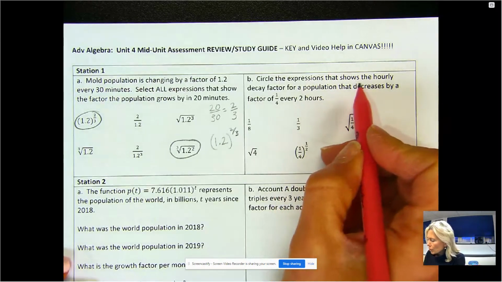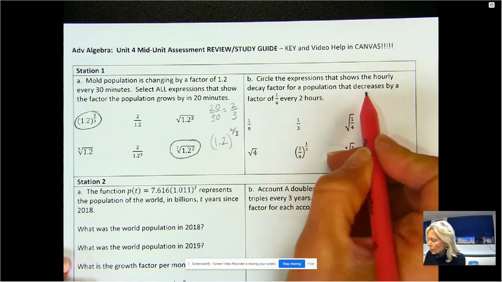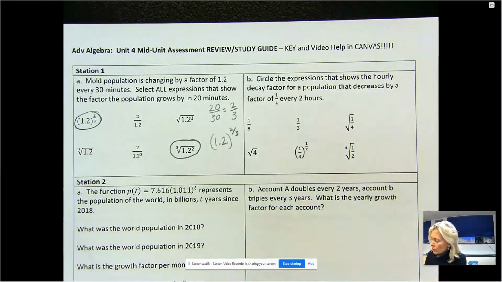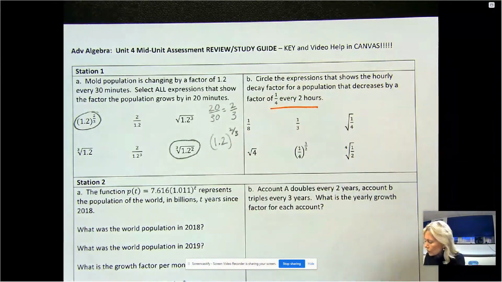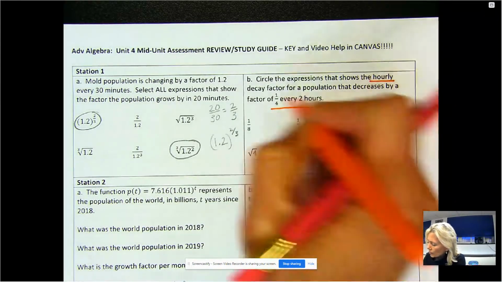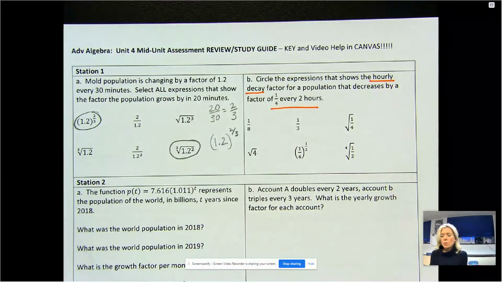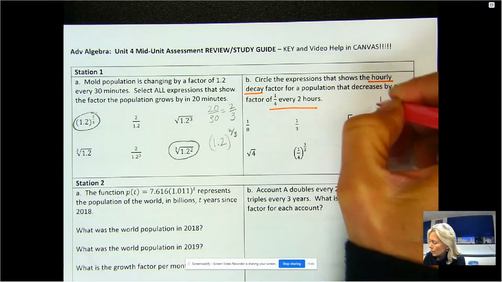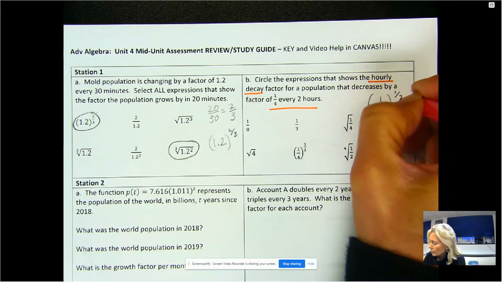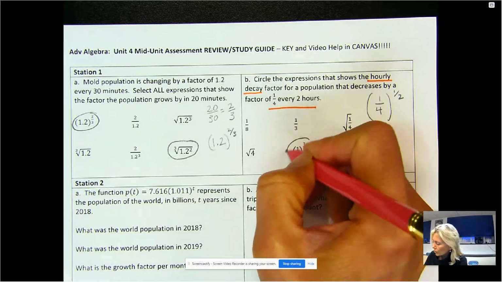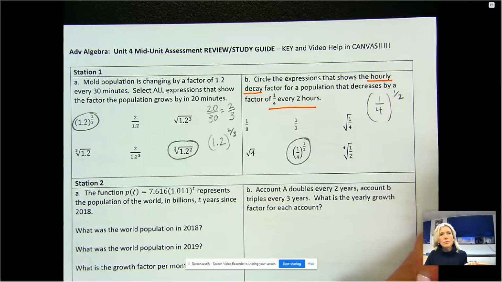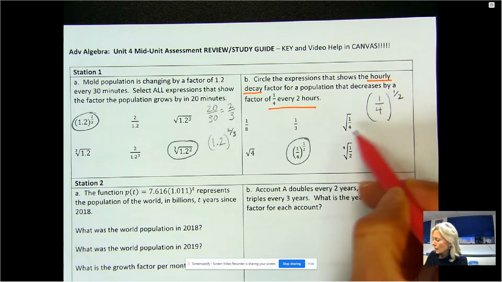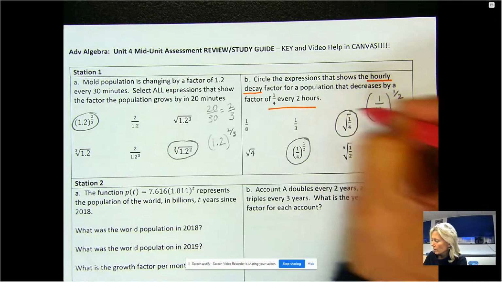Circle the expressions that show the hourly decay factor for a population that decreases by a factor of 1/4 every 2 hours. So if it decreases by 1/4 every 2 hours, then the hourly decay, so just 1 hour, is half of 2 hours, so we would take that factor of 1/4, raise it to the 1/2, and that looks like this option here. And then again, writing that in root form, the index of the root would be 2, the exponent would be 1, and that looks like this one here, the square root of 1/4.